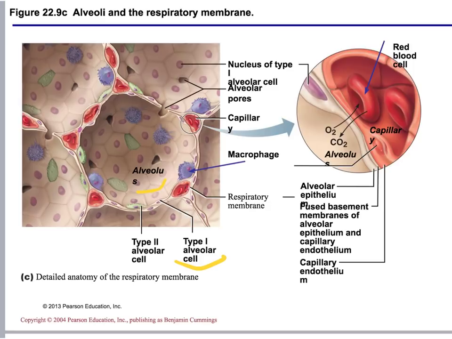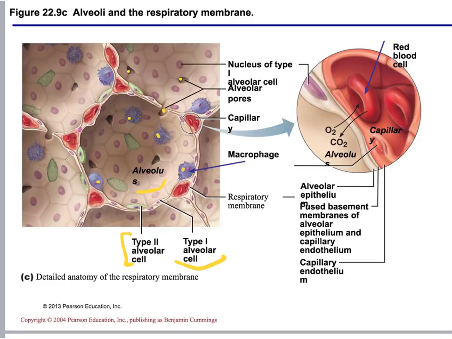Scattered in between, we have type 2 cells, whose job is to produce the surfactant. Surfactant is a detergent, and I'm going to talk about that. These are the pores that allow for the air pressure to be equalized between all the different alveoli. And then the macrophages are just traveling around and looking for things that they can eat.